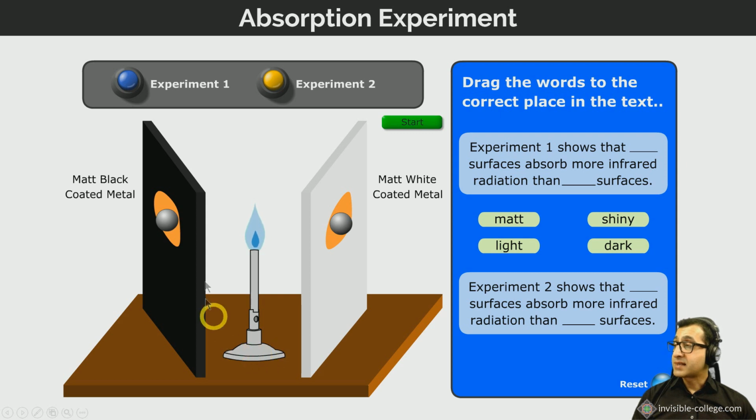we'll see that the object with the matte black coated metal will have its ball bearing drop first. And the reason is that a matte black surface will absorb heat radiation more rapidly than a matte white coated surface, and therefore the wax on this side of this object will melt more rapidly than the wax on this side of the object, and this will cause this ball bearing to fall first.